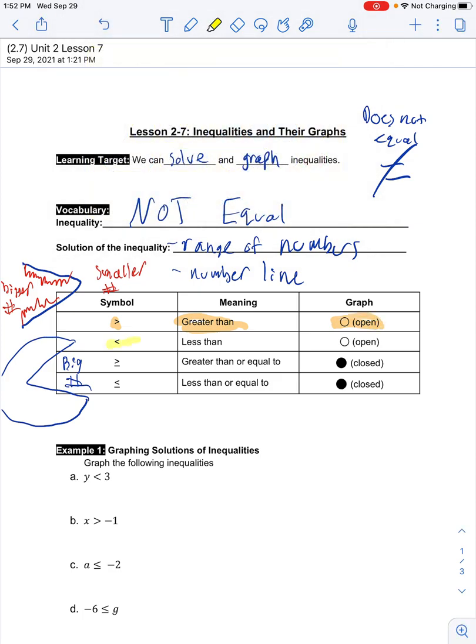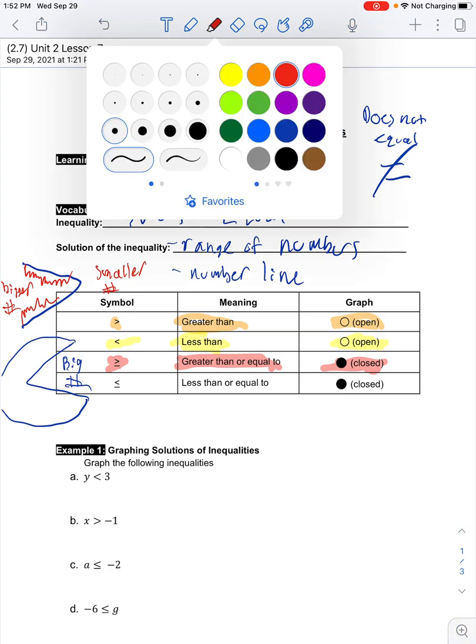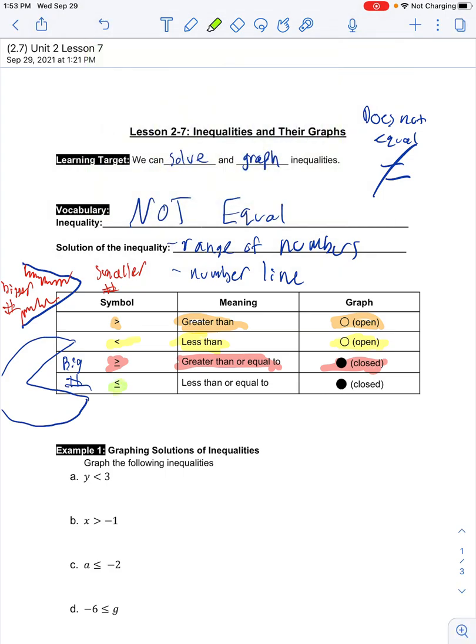We also have the less than symbol. And when we graph that as well, we are going to use an open circle. Then you'll notice these next two have lines underneath them. So this means greater than or equal to, and we're going to show that with a closed circle. And our last example has that line underneath, which means less than or equal to. So anytime it's got that line underneath, we're going to use a closed circle.